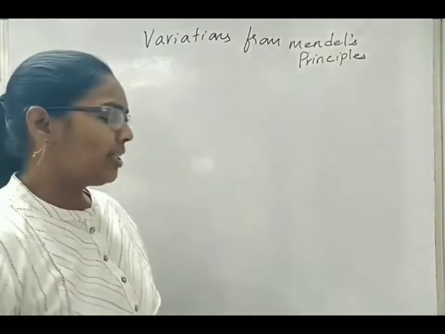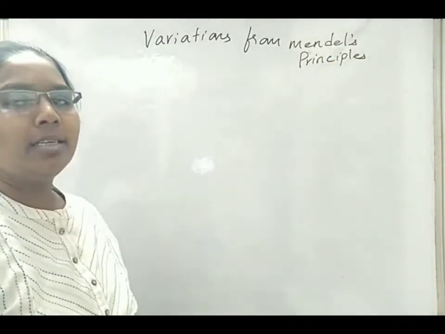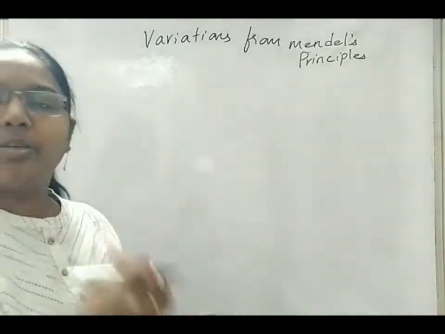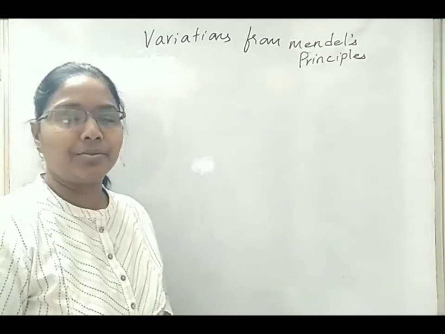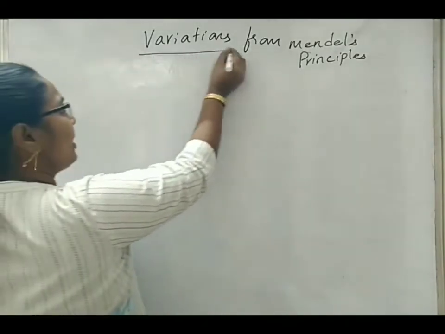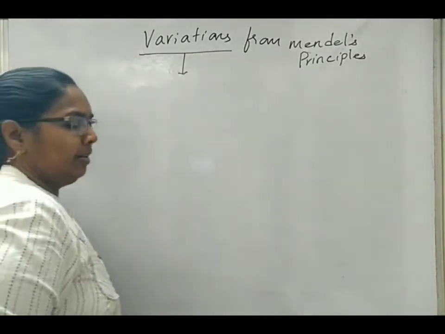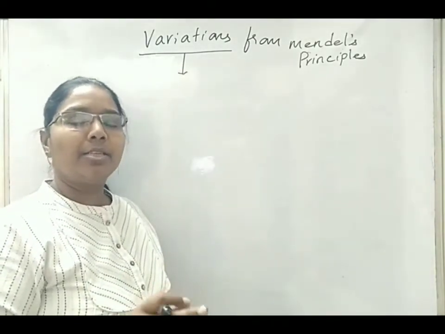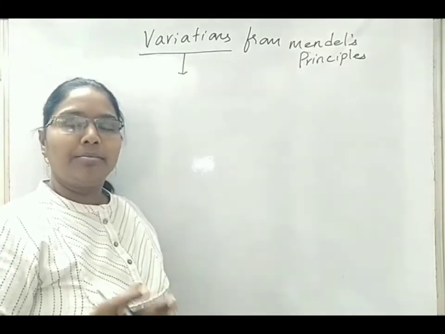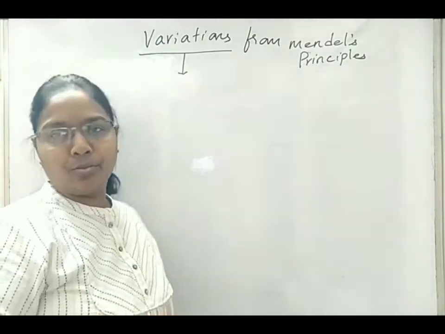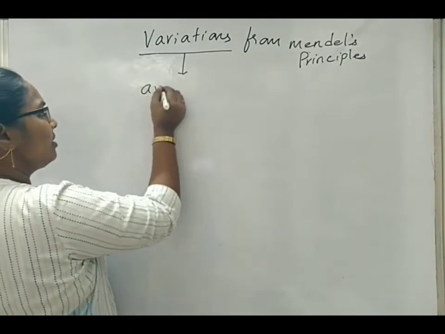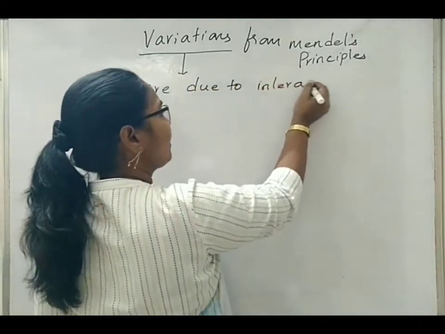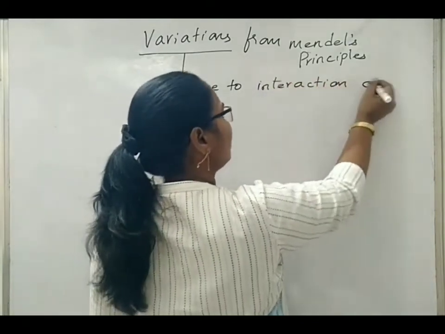We know that variations means the changes. What are the changes? It can be due to sudden changes or during the course of evolution, whatever the changes that are observed. Now, these variations are observed based on the interaction of the genes, whether the genes are present on the same chromosome or between the genes that are present on different chromosomes. So, variations are due to interaction of genes.